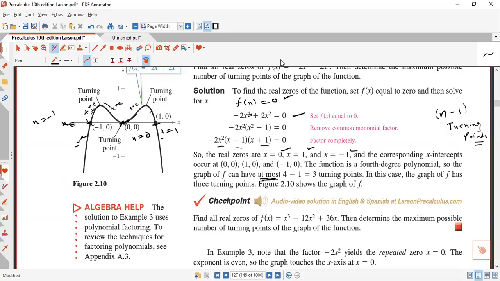It may be lesser than that. So this is the maximum, a maximum of 3 turning points, but it may be 2 or it may be 1 turning point, but the graph will always have, in general, at most. Mathematically we will use less than or equal to n minus 1 turning points. Here you can see that we have 1, 2, 3 turning points.